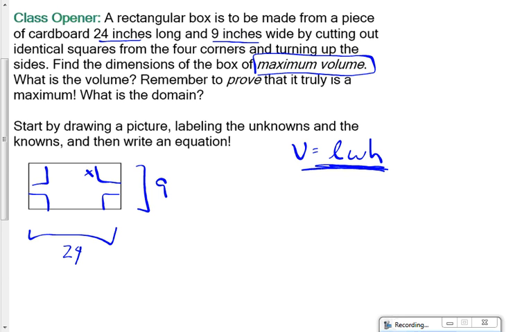I'm going to put an x up here on my picture. I recommend you do the same. All of these edges will be x, which will really only represent one dimension when we fold up the sides of the box. All right? So, in terms of x, what will one of the dimensions be?